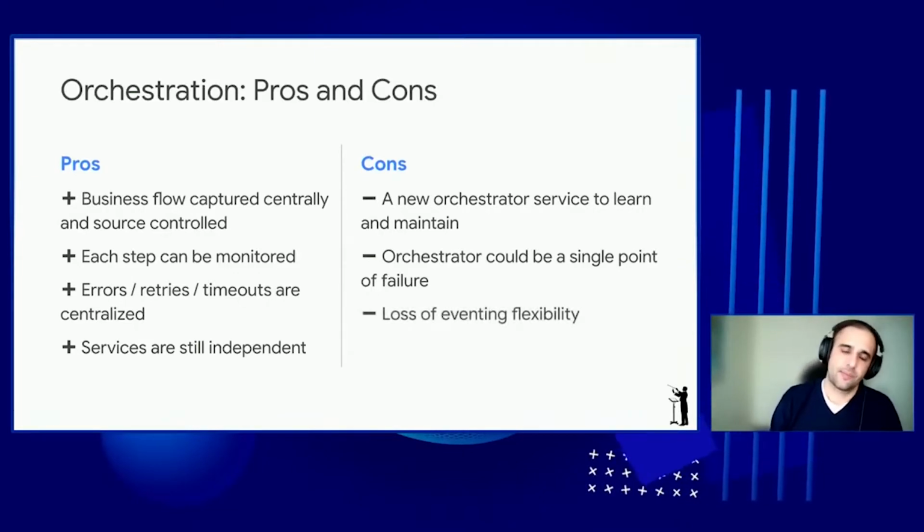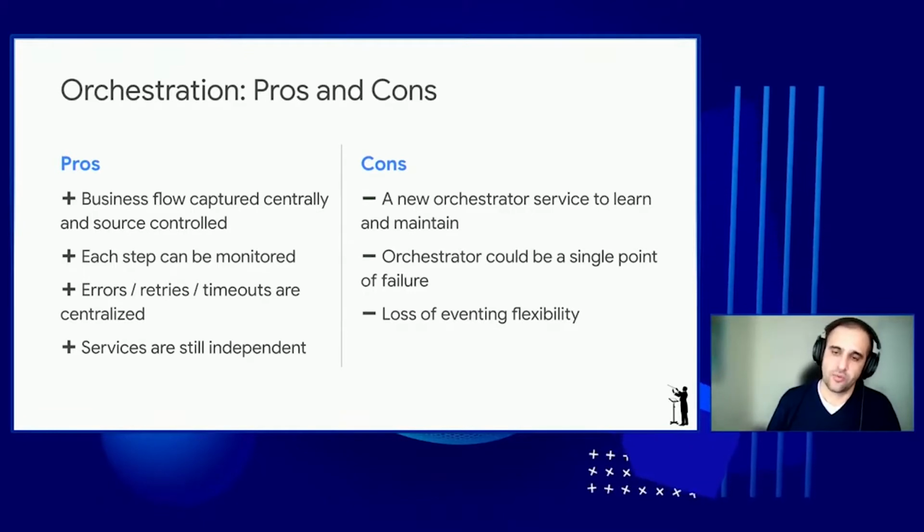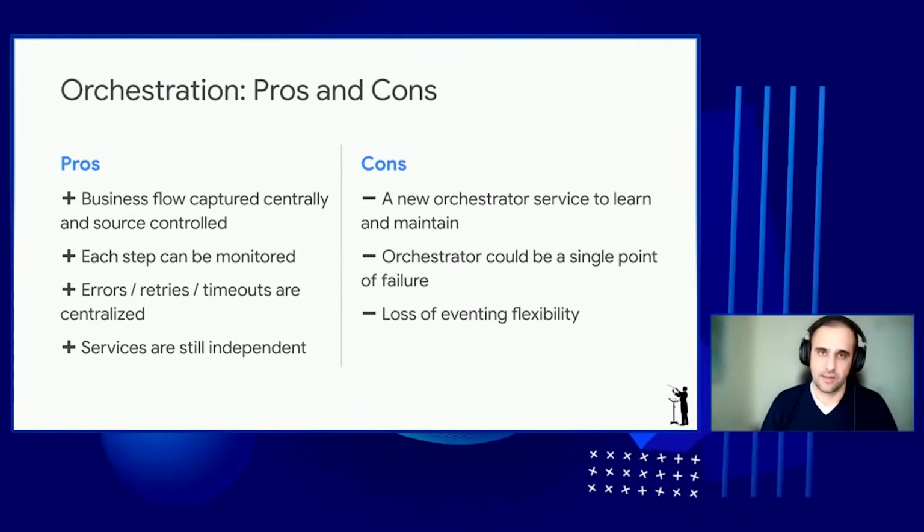And you're going to lose some eventing flexibility. So if you need to introduce a new service, now you need to deploy the service, but you also need to change your orchestration rules and include the service into your orchestration and deploy your orchestration again. So changing your architecture becomes more involved now.